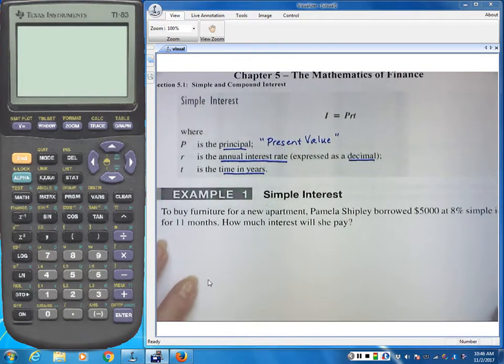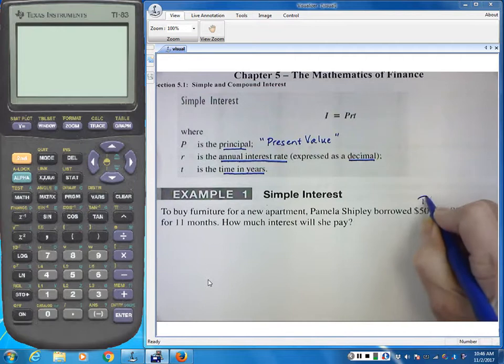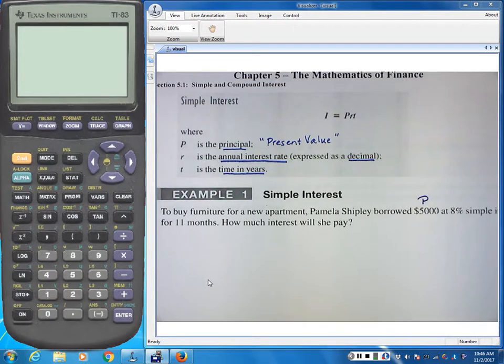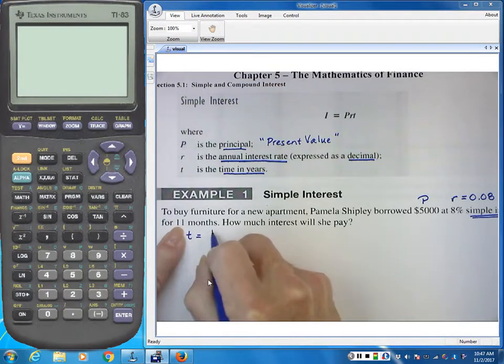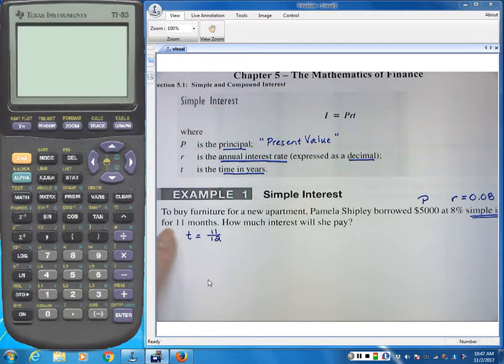So here's our first example. To buy furniture for a new apartment, Pamela Shipley borrowed $5,000. That is her present value or her principal at 8% simple interest. You have to watch for those words, simple interest. At 8%, so her interest rate expressed as a decimal is 0.08, for 11 months. So she didn't borrow it for a whole year, she only borrowed it for 11 months. So for that reason, her time is 11 over 12 because there are 12 months in 1 year.